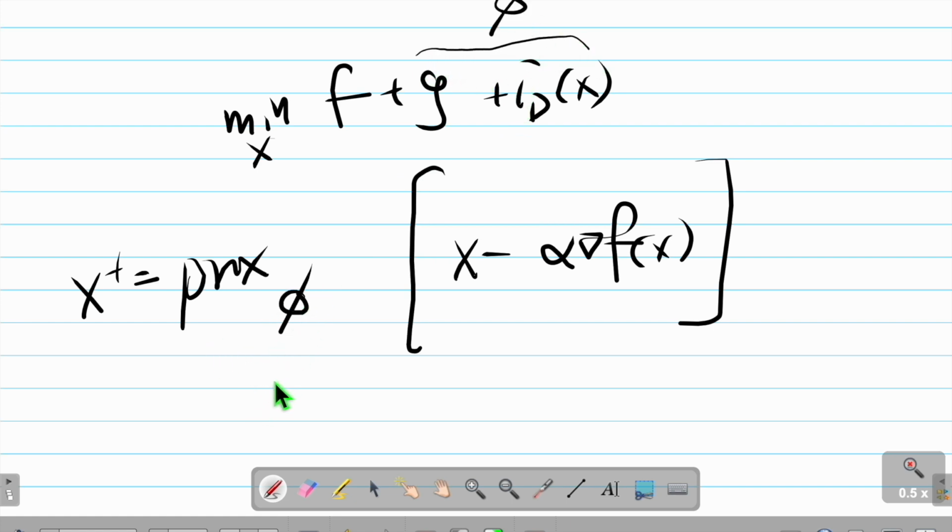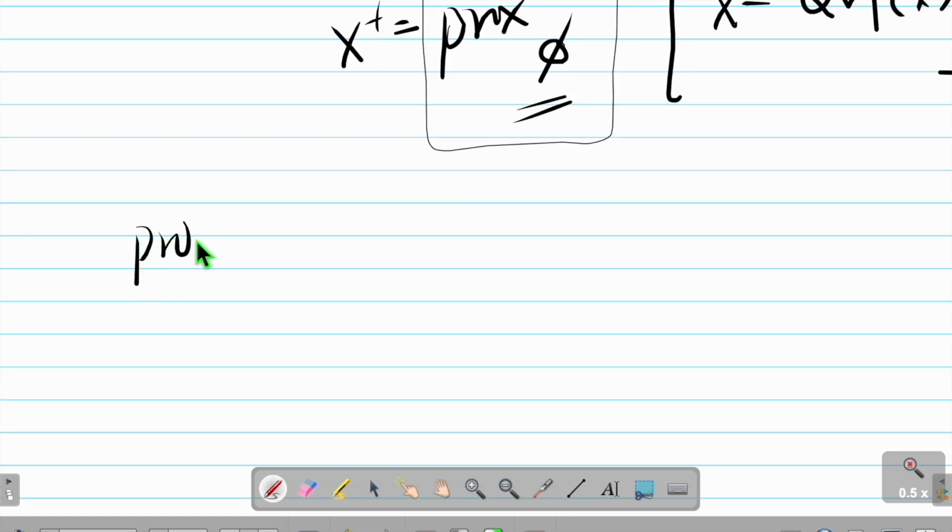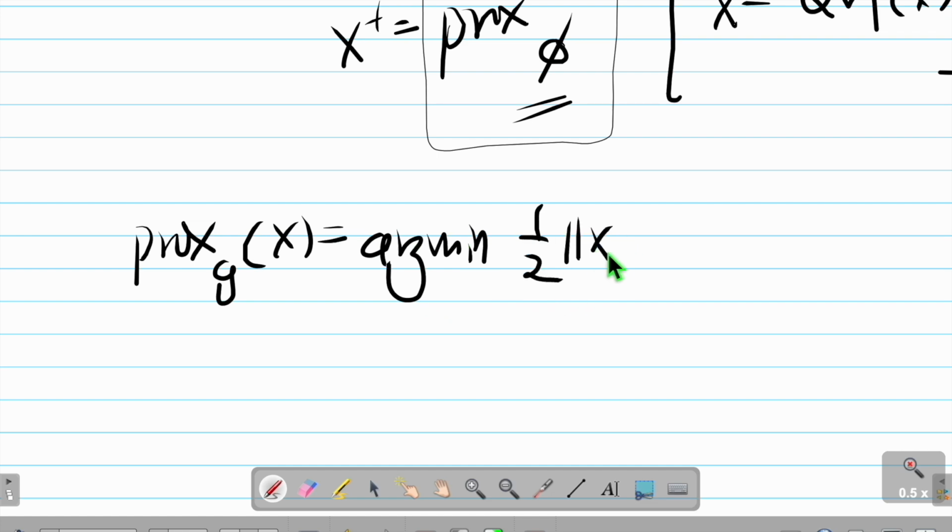And now I tell you some sad news. This problem is an open problem. How do you compute this thing effectively? This is an open problem. What is this? Let's write it down. Remember, this is argmin of one half norm of x minus variable c squared, plus g of c.